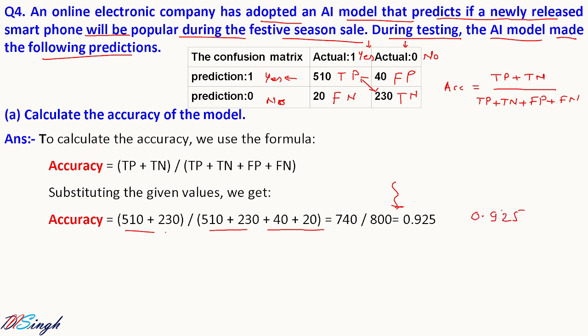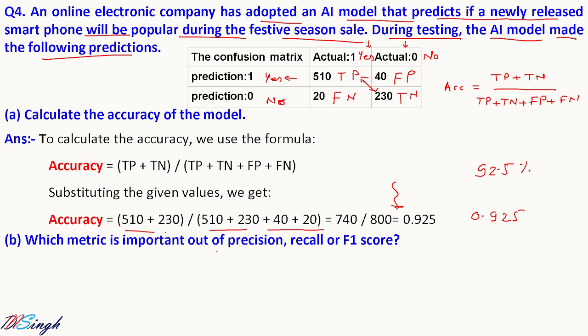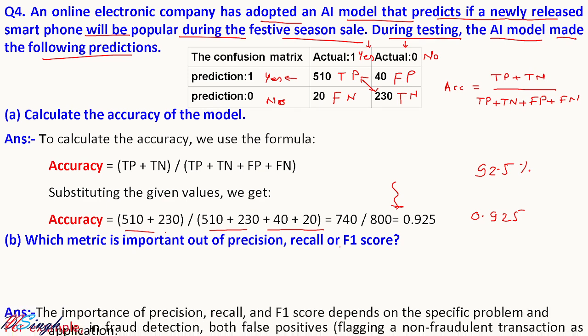Okay, and if you want it in percentage, multiply it with 100, so 92.5% will be the answer. Let us go for the next. Which metric is important out of precision and recall or F1 score? So let us see the answer.